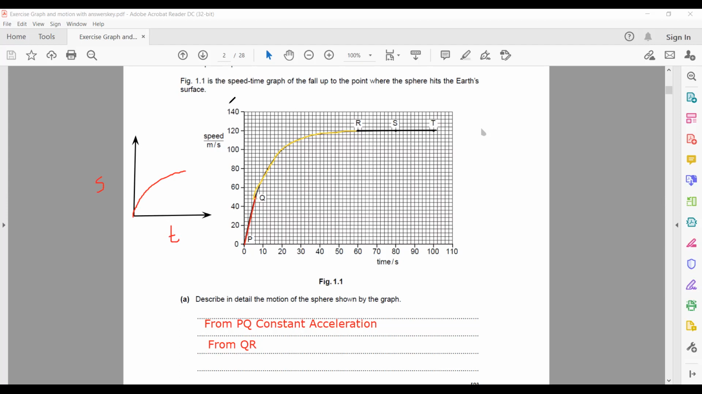So when speed time graph, the slope decreases. So what we say the acceleration is decreasing. So the first part, it was a constant acceleration. The second part, acceleration is decreasing. If it was an increasing acceleration, then what will be the shape of the graph?